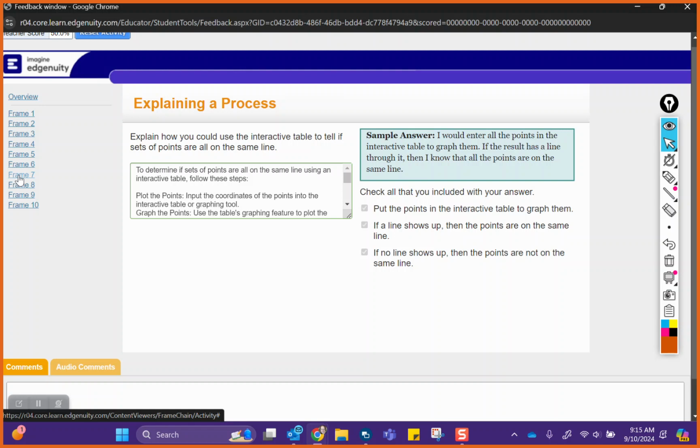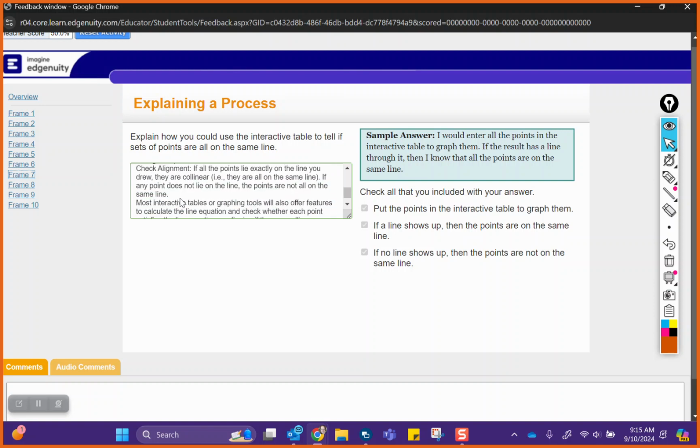Explain how you would use the interactive table to tell if sets of points are all on the same line. I would enter all the points in the interactive table. If the result has a line through it, then I know that all the points are on the same line. Yeah, plot the points, graph the points, draw a line, check.